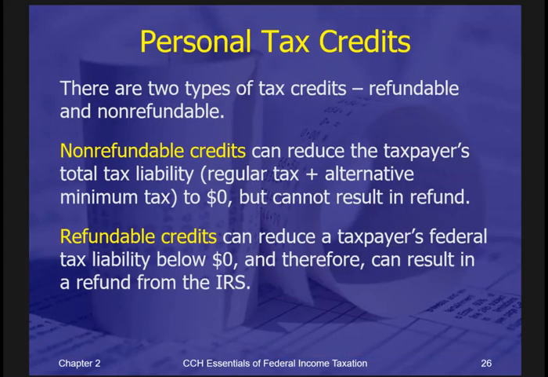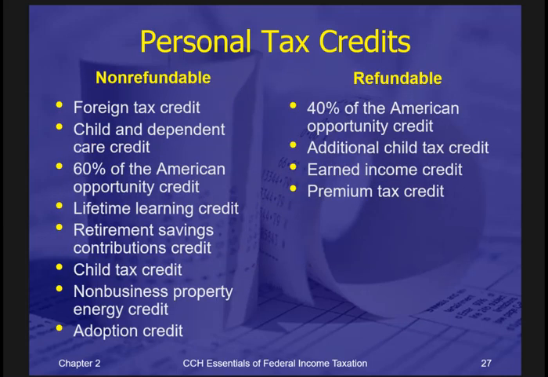Okay, that gets us to credits. Now, you can't calculate or look at really tax credits until you have your tax liability, because tax credits reduce tax liability. They don't reduce taxable income. They don't change your AGI or any of your income numbers. They only change how much you actually have to pay. So we have two kinds, non-refundable and refundable. You can see there the difference. One can get you to zero but cannot result in refund, and the other can get a refund.